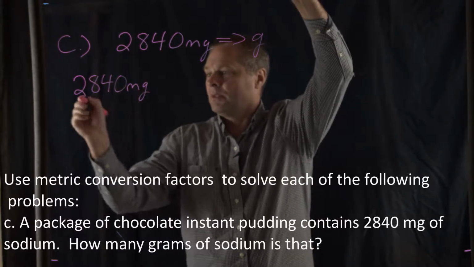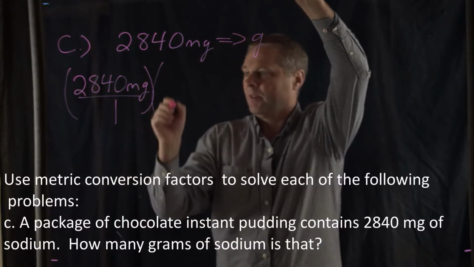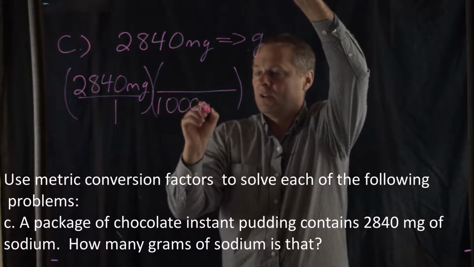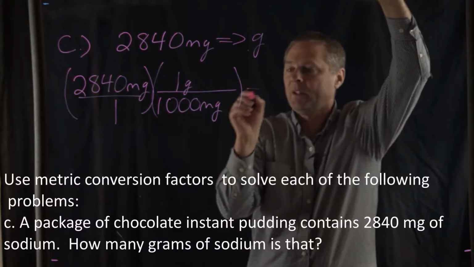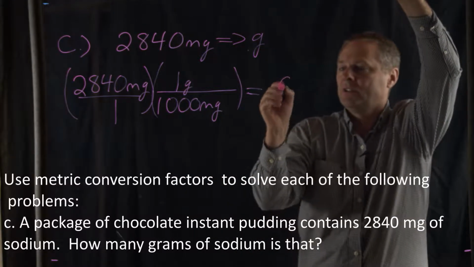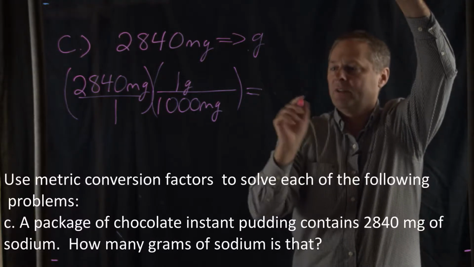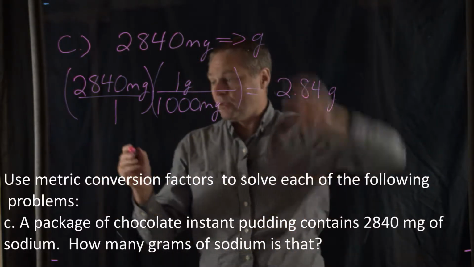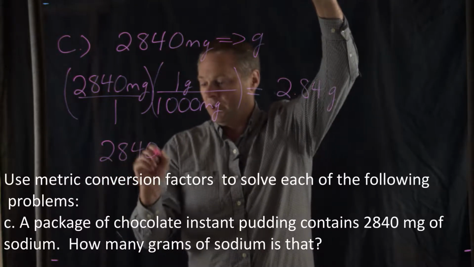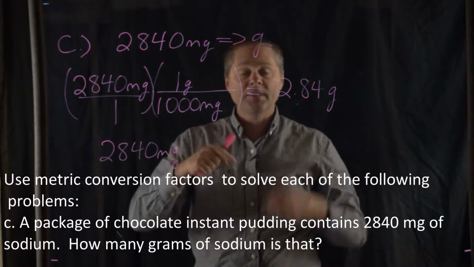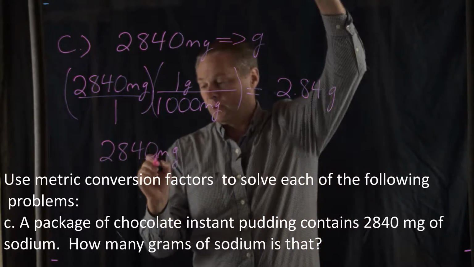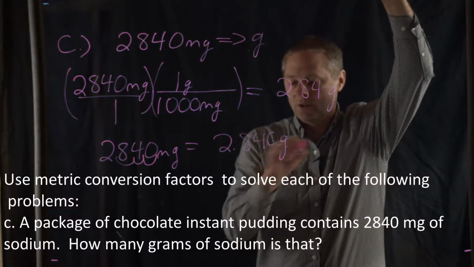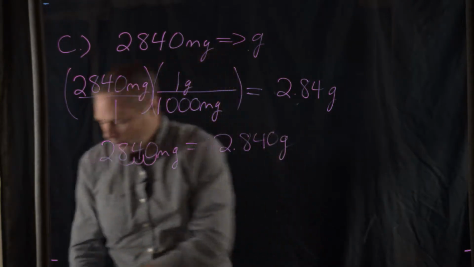So 2,840 milligrams, I'm going to make that into a fraction, all right, and multiply. Now we're going to use our conversion factor, knowing that there's 1,000 milligrams in 1 gram. And so this gives us 2.84 grams. Or we can do it this way. We can start with the 2,840 milligrams, realizing that the gram is 1,000 times larger than the milligram, and so we move our decimal point over 3 places, and this gives us 2.840 grams.